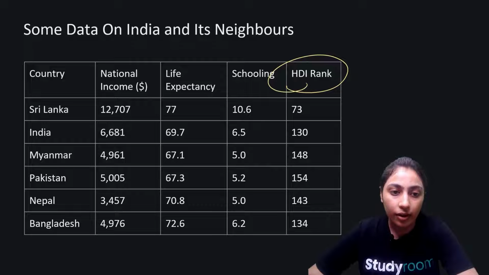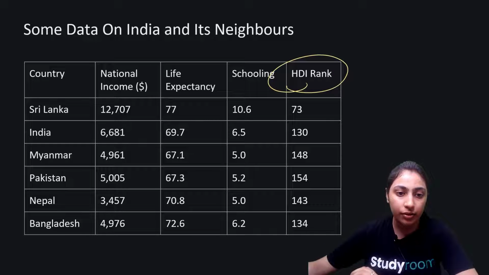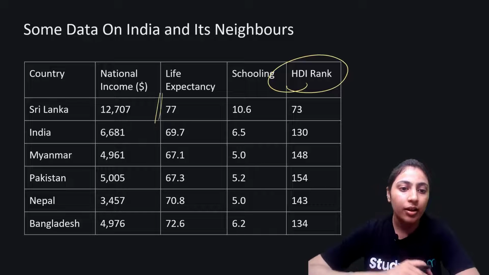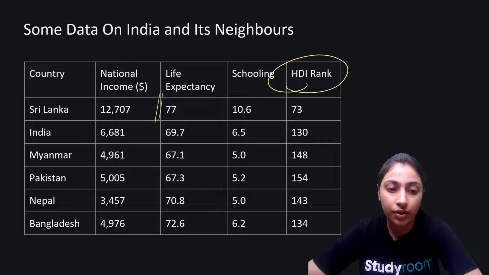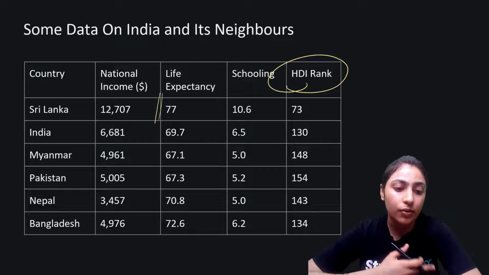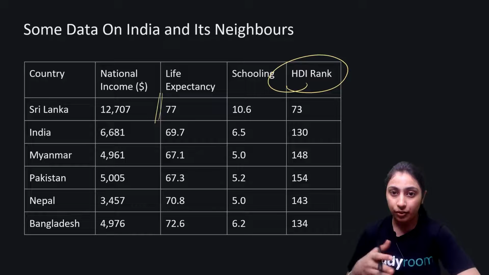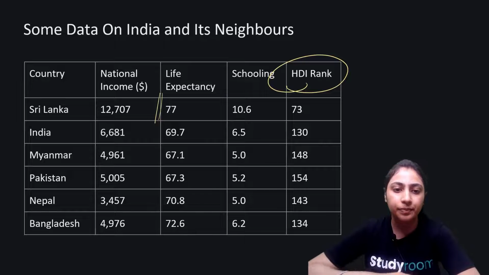In Sri Lanka, national income is 12,000. Let's just first see this. In India, it's 6,681. Myanmar is 4,961. Similarly, Pakistan is 5,000. Nepal is in 3, Bangladesh is in 4. That is the national income overview. Now, let's dig deeper.